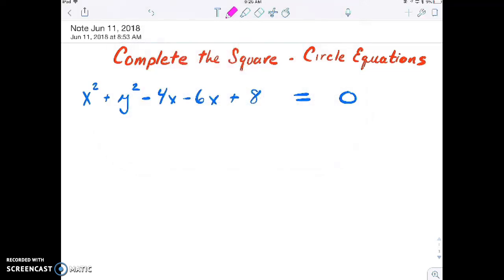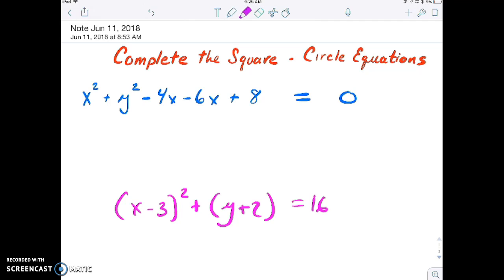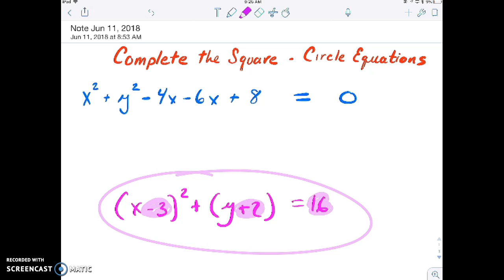Okay, so the first topic we'll do on this Monday, June 11th, is just a really simple review of completing the square as it pertains to circle equations. So a circle equation is usually, I'll just sketch it down here, it's usually, I'm making this up, but it looks like this. And that would mean that the center of the circle is at positive 3, negative 2, and the radius would be 4. It's really easy to see and graph a circle when it's in this form.